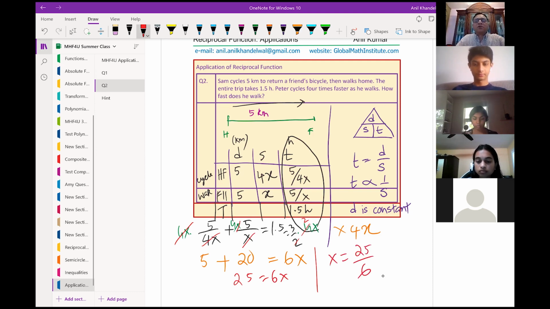How fast does he walk? That was the walking speed, correct? X is my walking speed. So we know so many kilometers per hour is my answer. Is that clear to you? Easily. Using reciprocal functions, we have solved this question.